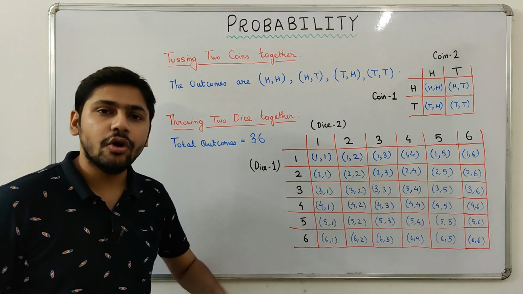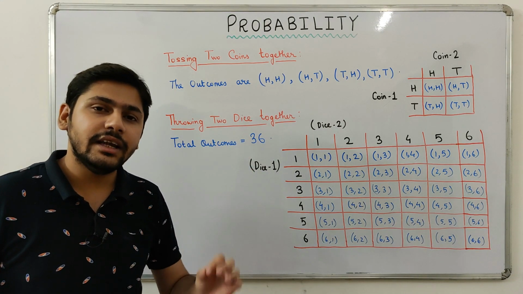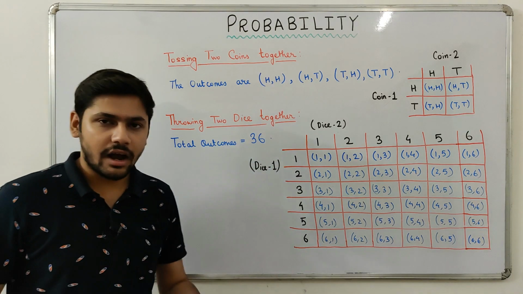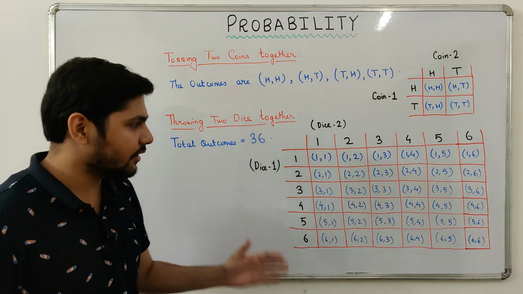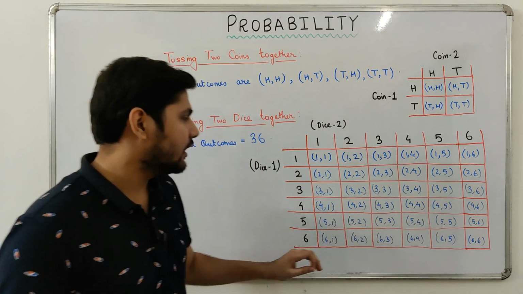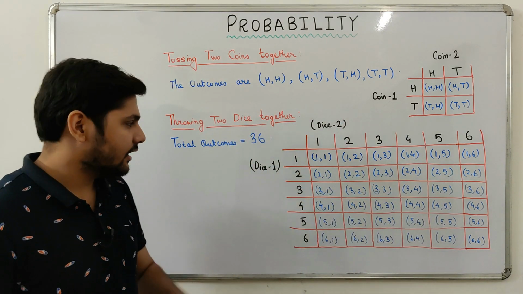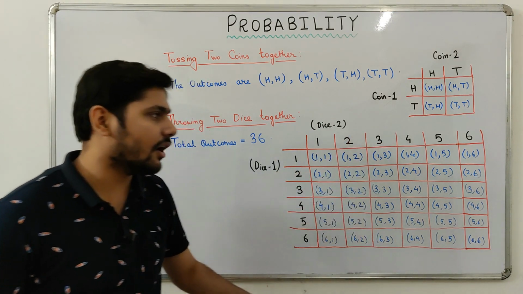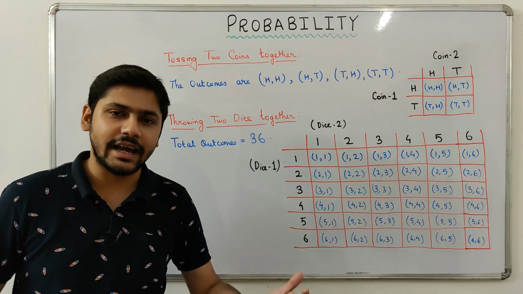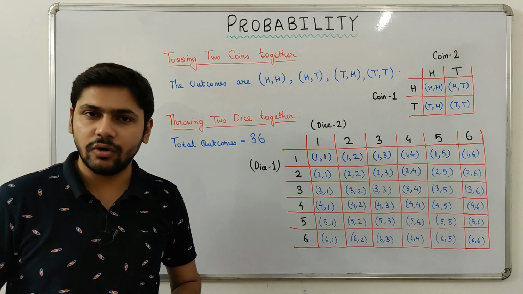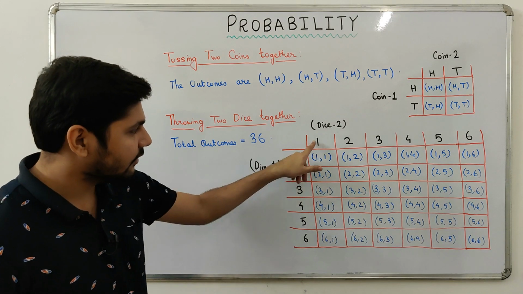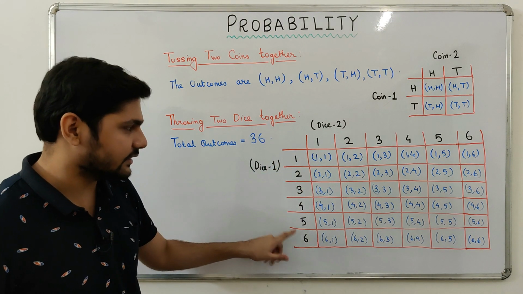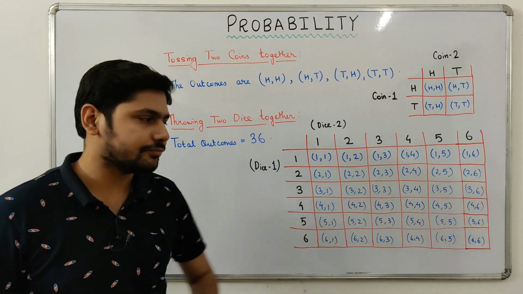Now if we throw 2 dice together, then the total number of outcomes is 36. How can that be calculated? Simple, with the box over here. Now say we have 2 dice, dice 1 over here and dice 2 over here. Now when we throw a single dice, the number of outcomes is equal to 6. We can either get 1 or 2 or 3 or 4 or 5 or 6. Same for both the dice.